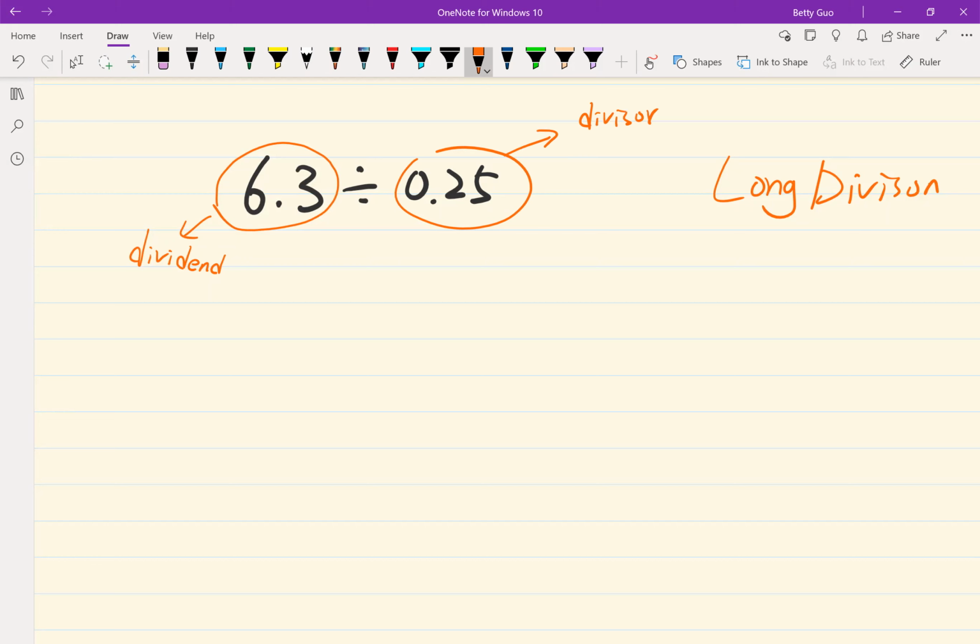As I said, when we apply long division to divide decimals, we have to make sure the divisor is a whole number. Look at the divisor right now. The divisor is 0.25. Of course, it's not a whole number, right? So how do we do that? This is how we do that first.